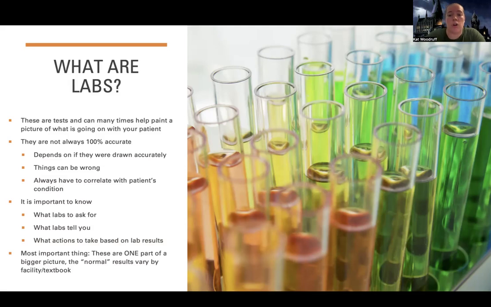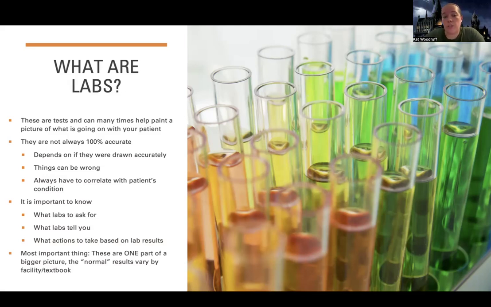Because generally, when you draw labs, let's say you're going to draw directly from the patient. Obviously, you want to make sure that you're not drawing from a vein that has fluids or some other medication going in very closely. And let's say you're going to draw labs from an IV or a line, then you have to make sure you flush accurately, draw back enough, etc. So just know things can also go wrong.